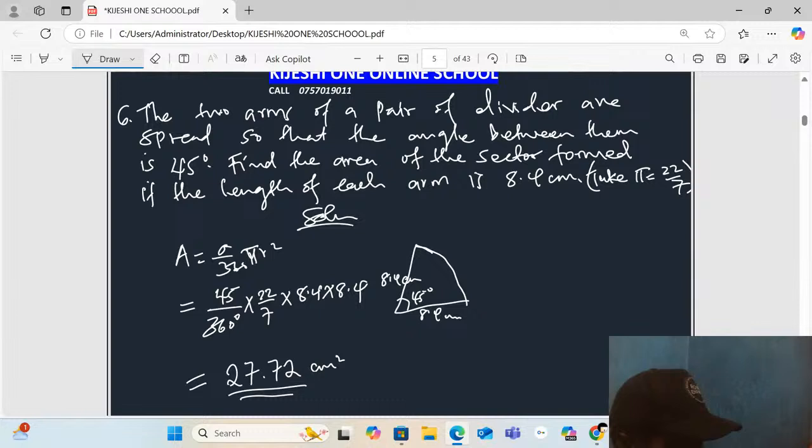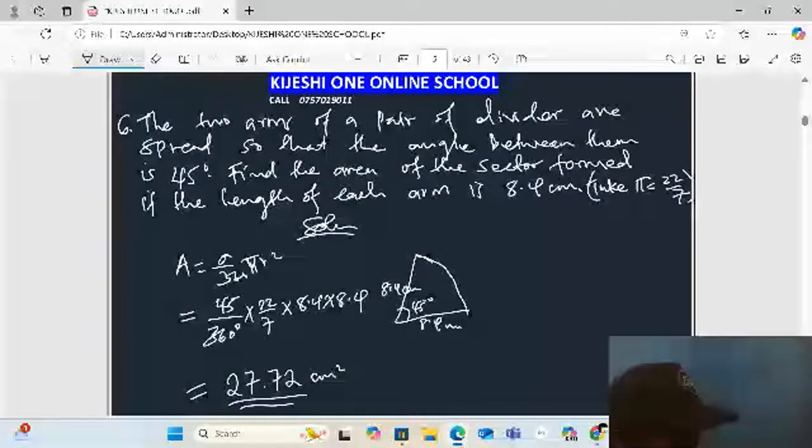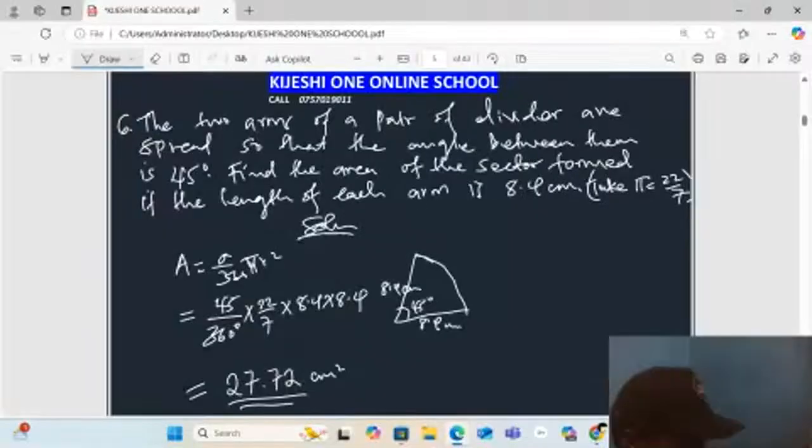So that is all about the sector, and that is how the operations are done. And that is the formula. You can use the formula to find the radius. You can use the formula to find the area. You can also use the formula to find the angle theta.